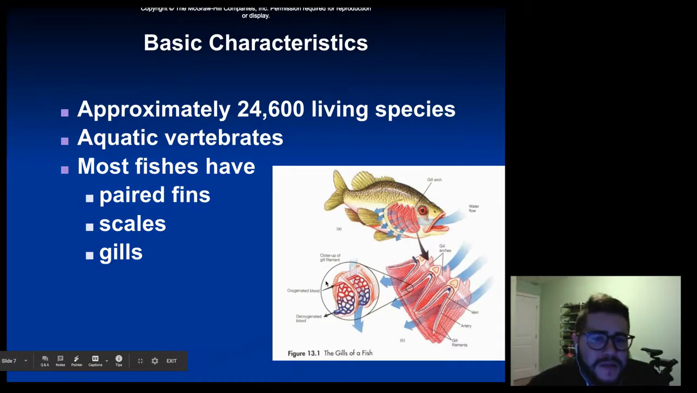Some basic characteristics that almost all fish share. There are close to 25,000 different living species. They are all aquatic vertebrates, and most fish have paired fins, protective scales, and gills.